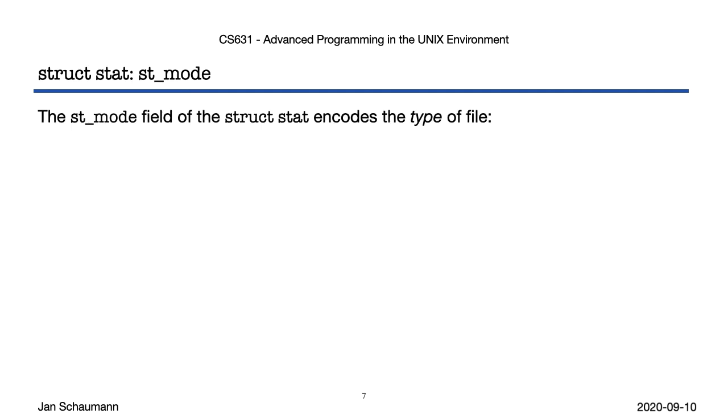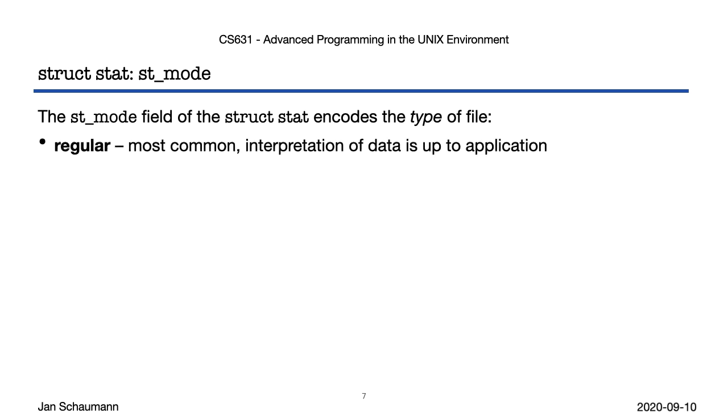Now, as we mentioned, the st_mode includes not only the file permissions, but also the file type, so let's take a closer look at what types of file we might encounter. Now, obviously, there are regular files. This is really what most of us mean when we say a file.